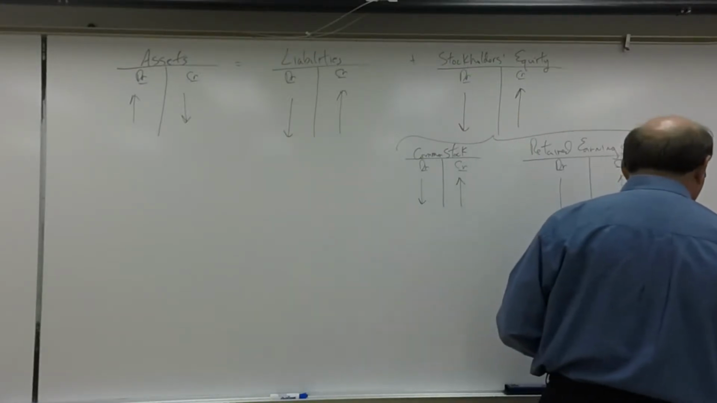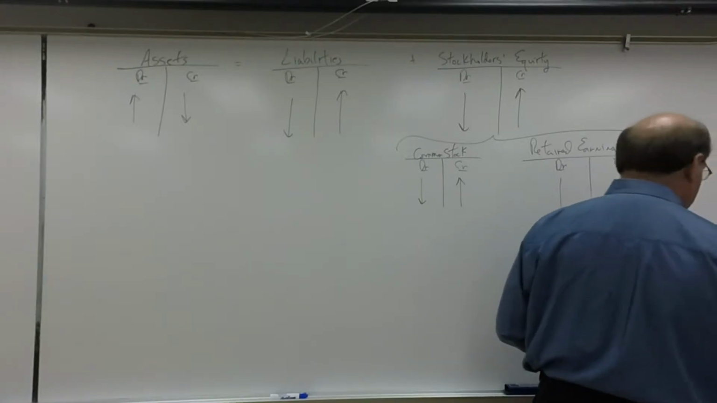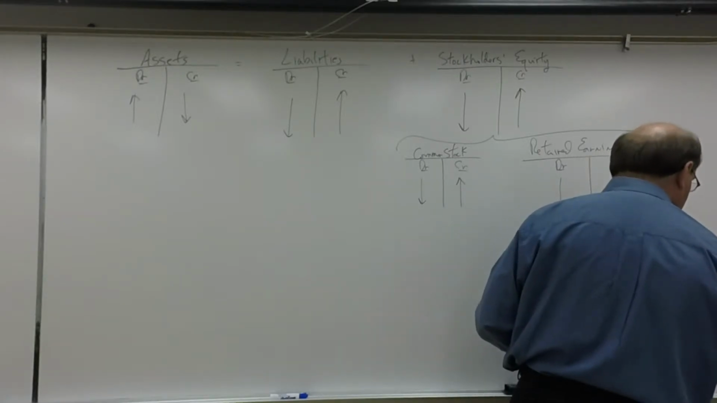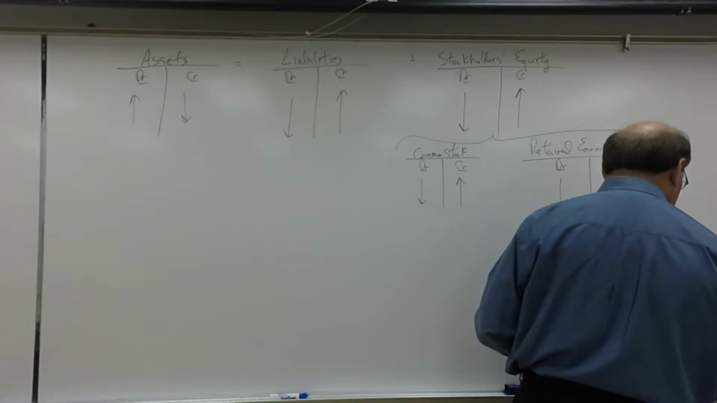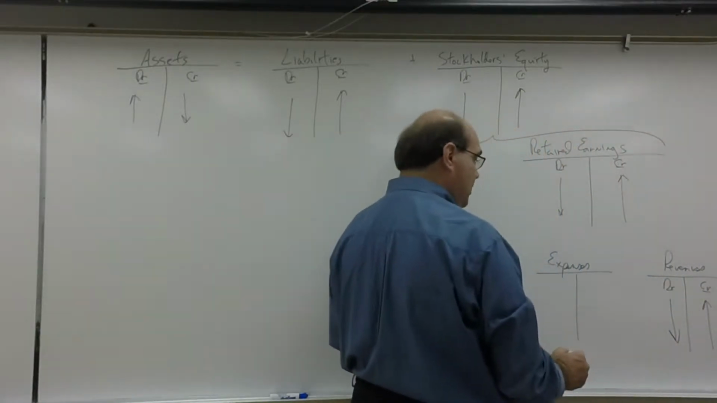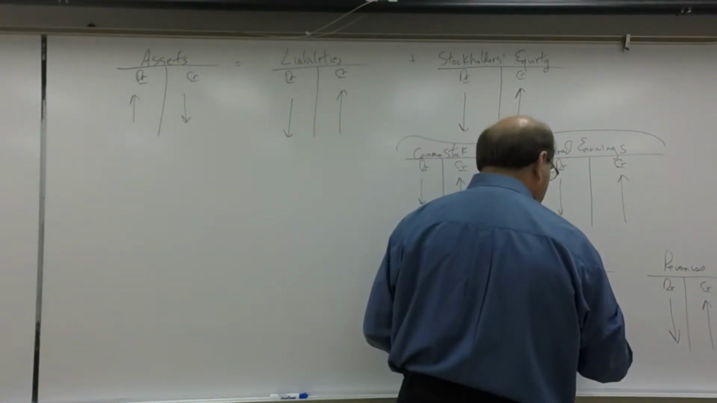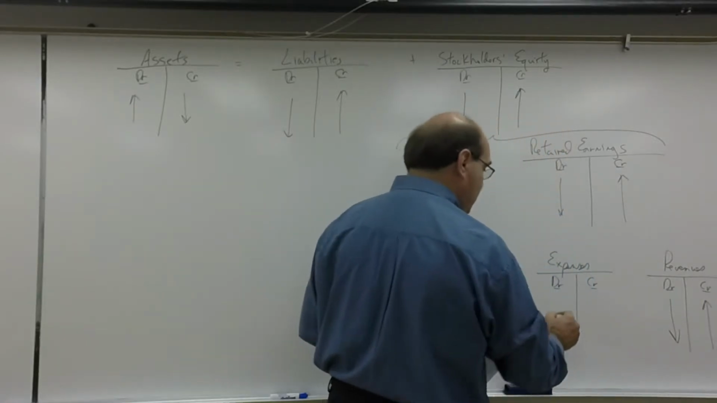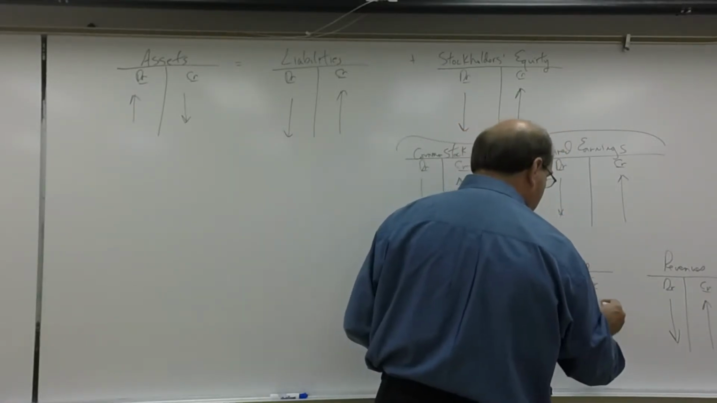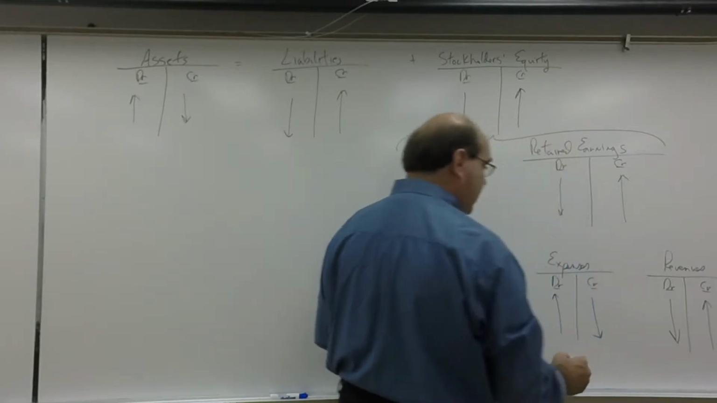So as we said before, how do you increase revenues? With a debit or credit? With a credit. So an increase in revenues is a credit, and a decrease, which is unusual, is a debit. And then expenses, how do you increase an expense account? With a debit. That's the normal balance. And then you occasionally will have a correction with a credit.